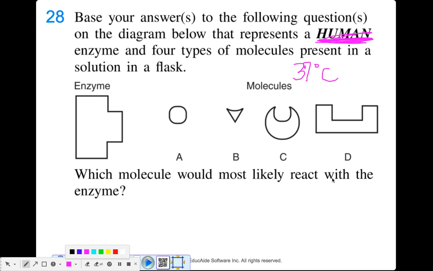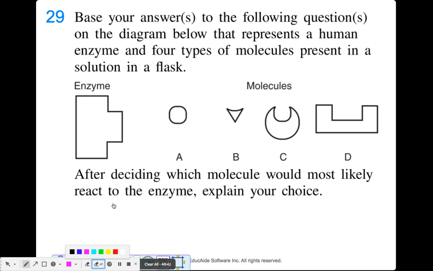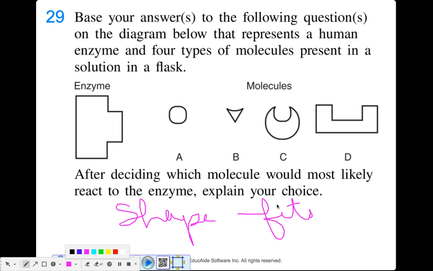Which molecule would most likely react with the enzyme? Well, here's the enzyme. Let's look at the shape of it. Which one of these would fit in that shape? Because they have to fit together like a lock and a key. That is D. Self-explanatory. And the answer, why would that be? Shape fits. You could be very, very brief. Just say the shape fits or whatever. But it's because if you turn this on its side, it would fit right onto that.